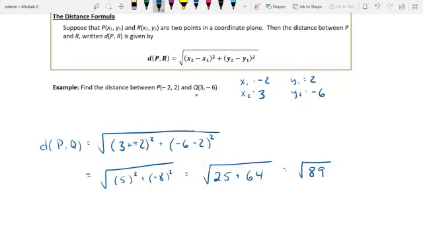Now this is my exact distance. If you are asked for an approximate distance or to round to the nearest decimal, then you'll go ahead and plug that into your calculator. And when you do, you should get approximately 9.4.